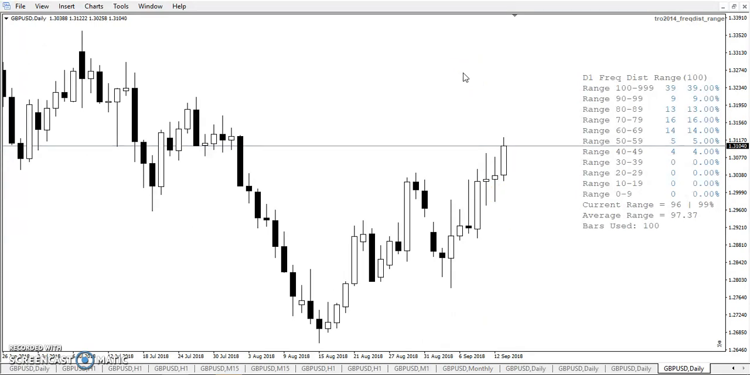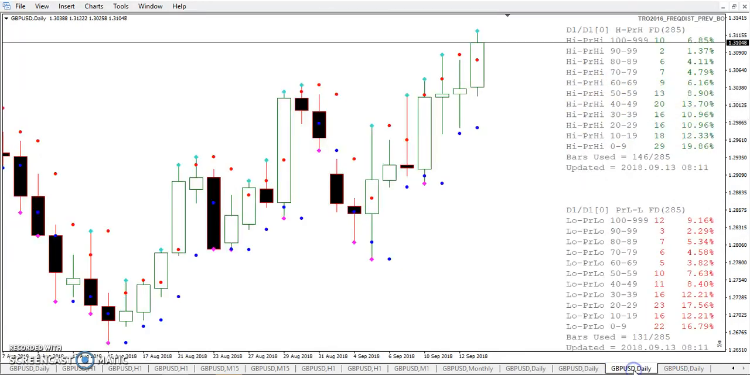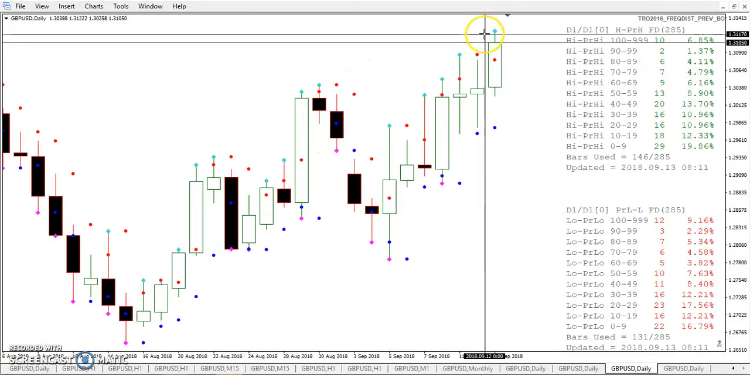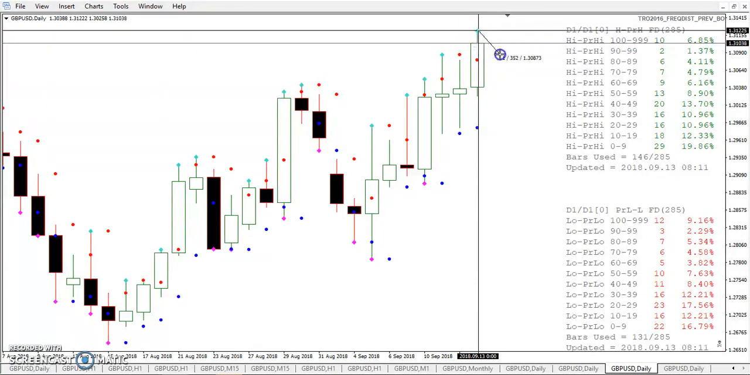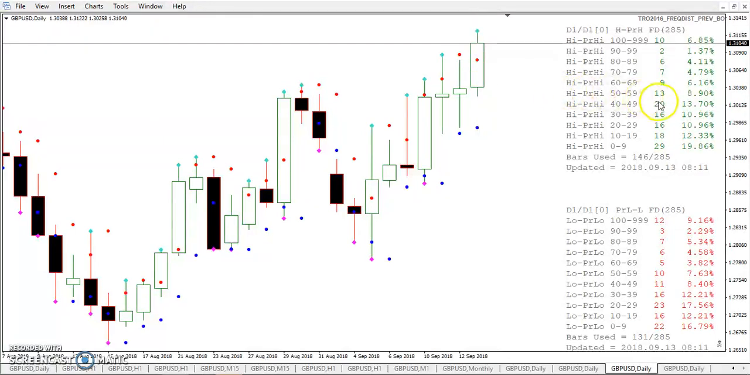Okay. So there's the frequency distribution of the range. 39% of the time it's over 100. And now we look here at the breakout. And you can see here we had a breakout at the previous. This is the previous day's level, this dot, and the diamond shows a breakout. So at the moment, where are we? Well, let's see. We had an actual, we could have made about 40 pips on the breakout. So you see here about 13% of the time.